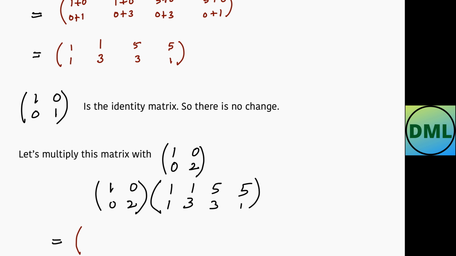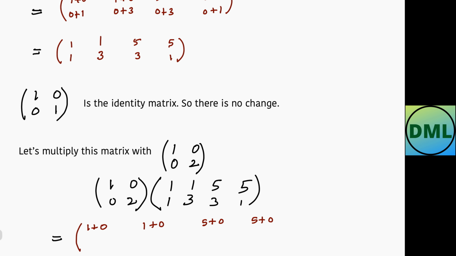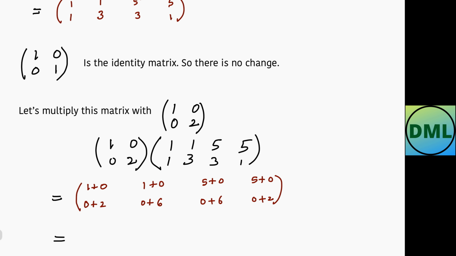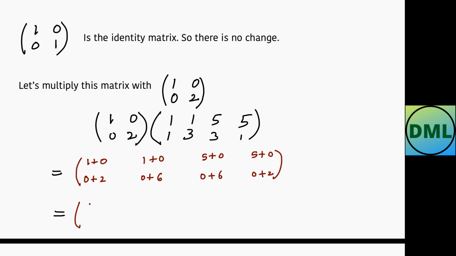1 times 1 is 1 plus 0 times 1 is 0. 1 plus 0, 5 plus 0, 5 plus 0. This will be 0 plus 2. This will be 0 plus 6. This will be 0 plus 6. That will be 0 plus 2. Let's write down the answer here. That will be 1, 2, 1, 6, 5, 6, 5, 2.